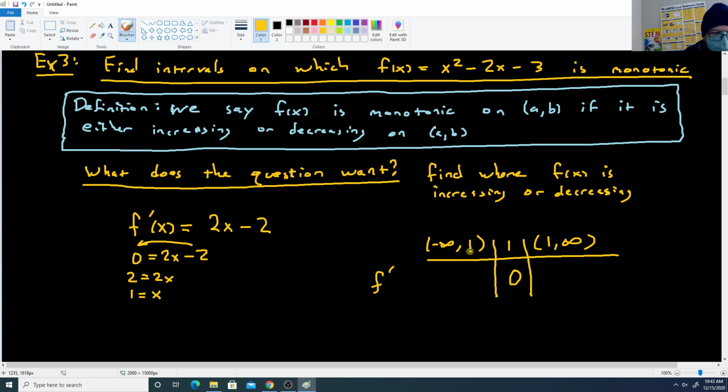And then for x less than 1, see how I can put a 0 in for x. 2 times 0 is 0, minus 2. My first derivative will be negative for x less than 1. And then if I input numbers bigger than 1, my first derivative is positive. Like if I input 3 over here, 2 times 3 is 6, 6 minus 2 is 4. So this right here is my chart.